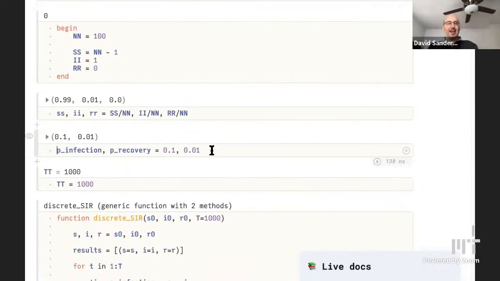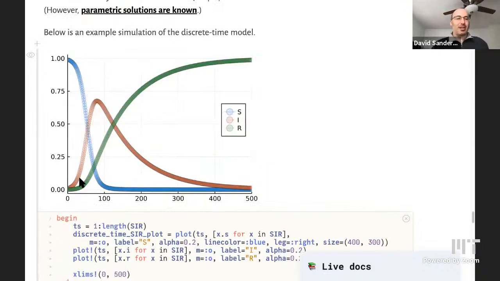As an exercise, add sliders for these parameters and see how this changes. So this peak here in the orange curve is where we're worried about the capacity of our number of beds in the ICU, because we have here nearly 75% of our population infected after 80 days or whatever.